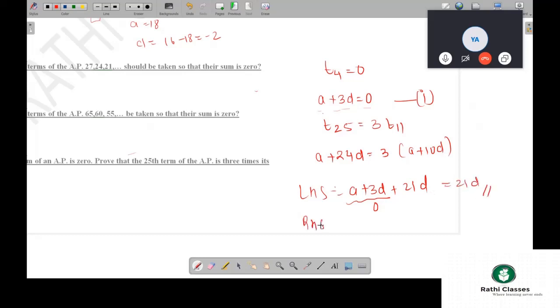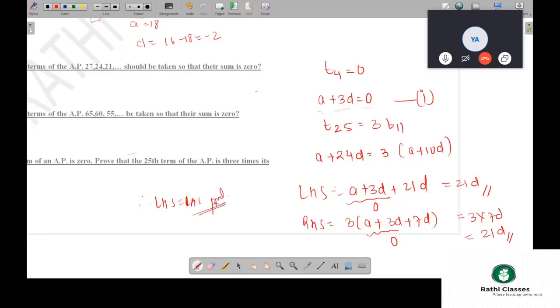Moving on to RHS. What is RHS equal to? 3 times A plus 10D. Again, 10D I will split as 3D plus 7D. Again, what is A plus 3D? It is equal to 0 from equation 1. So I will be left with 3 into 7D. What is 3 into 7? 21D. Therefore, LHS is equal to RHS.